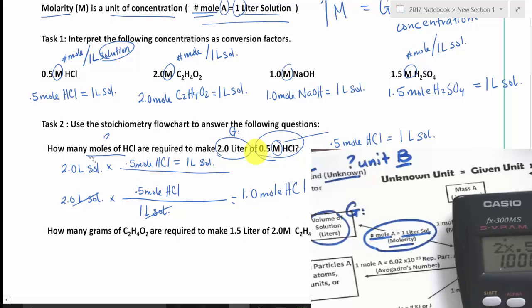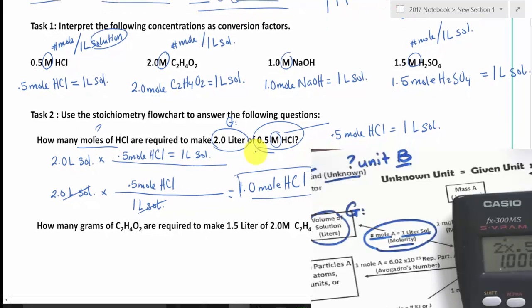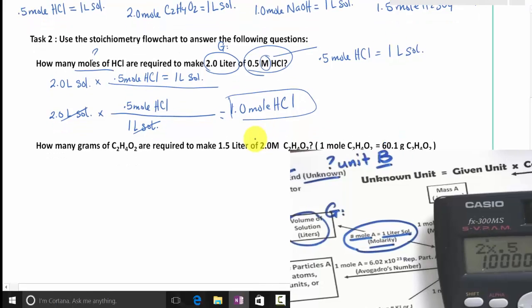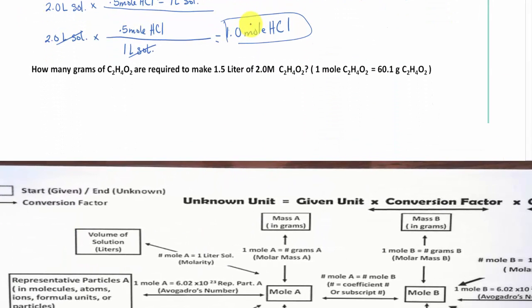So how many moles do we really need? Turns out to be 1 mole of HCl. So in this case, we would need 1 mole of HCl to make 2 liter of 0.5 molarity HCl. And that's all you have to do. Isn't that easy? The same thing like we did before, using the stoichiometry flowchart. Are you ready for something more challenging? Let's try a more challenging one.